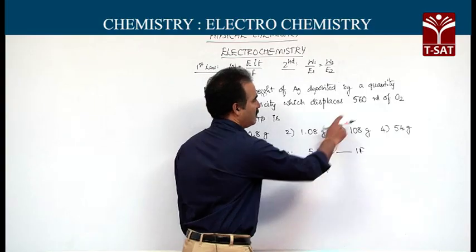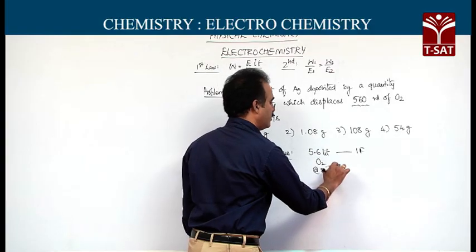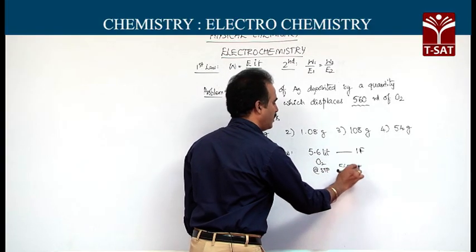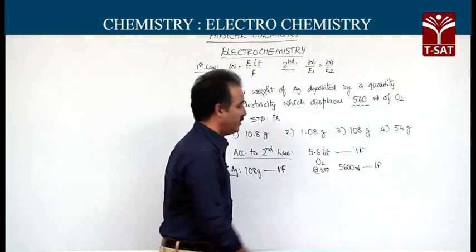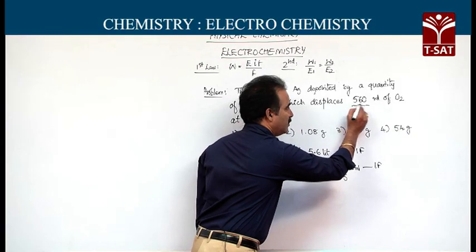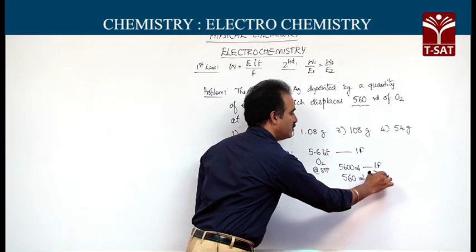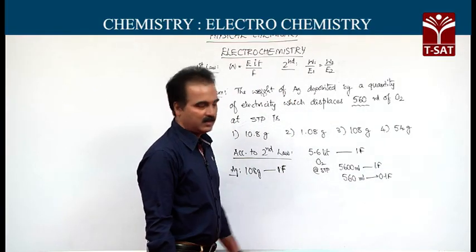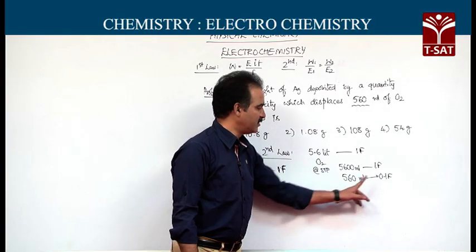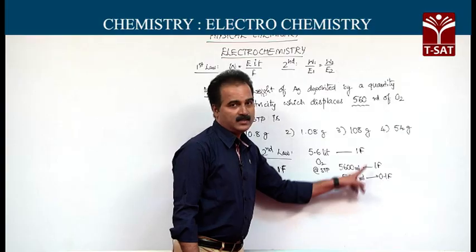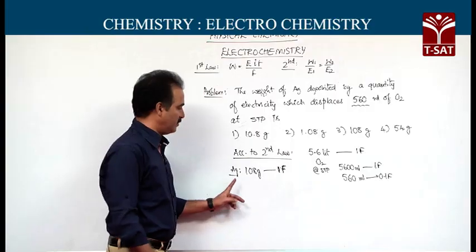Now, we have got only 560 ml of oxygen. So, according to this relation, 5600 ml I am converting. This requires 1 Faraday, and as per the reaction only 560 ml is liberated, meaning 0.1 Faraday we have used. So, the charge we are using is 0.1 Faradays, which is liberating 560 ml of oxygen. So, with the same 0.1 Faradays, how much silver will be deposited?